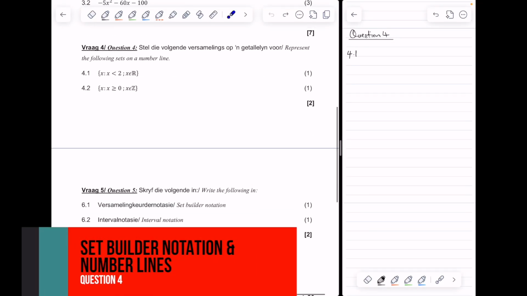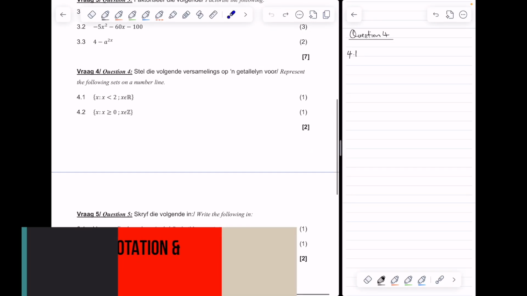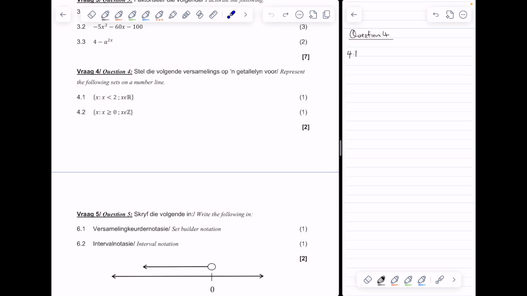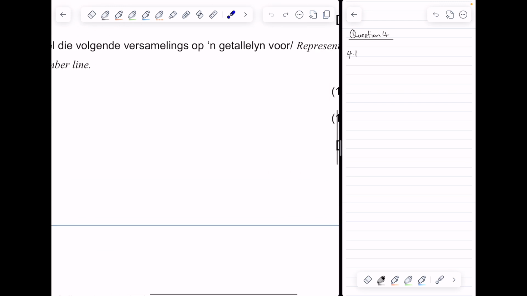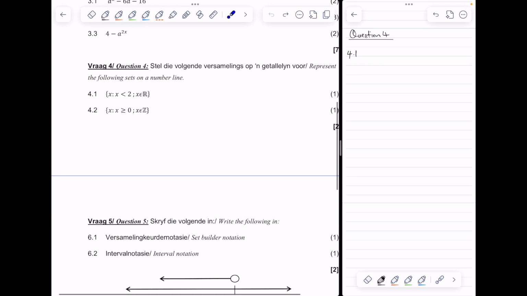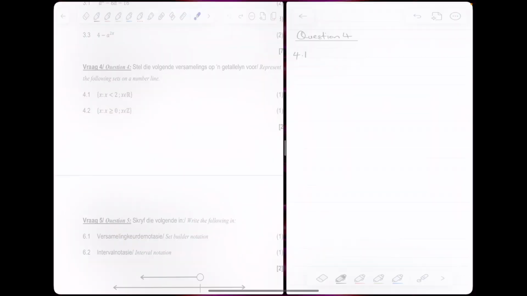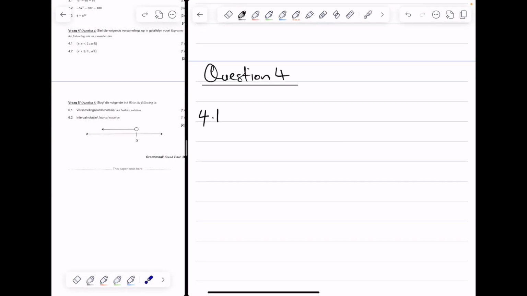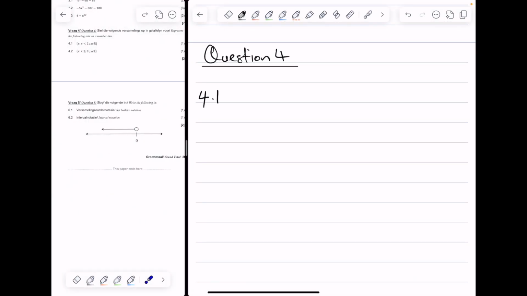Question 4 says that we need to represent the following sets on a number line. Our first set is as follows. We've got all values of x such that x is less than 2 and x belongs to the set of real numbers. I'll just quickly rewrite that: all values of x such that x is less than 2 and x is an element of real numbers.